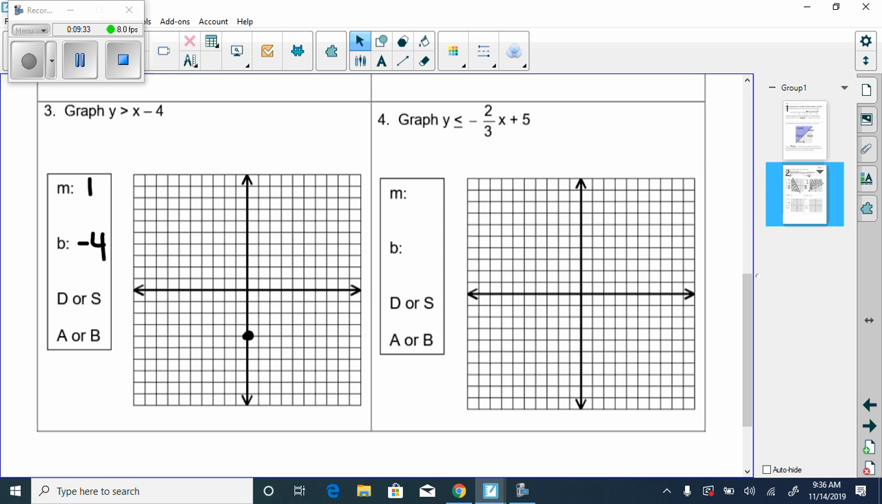And I'm going to go up and over how much? Good. Is my line supposed to be dotted or solid? Dotted. Good. And then the last choice we have to make, do we shade above or below?